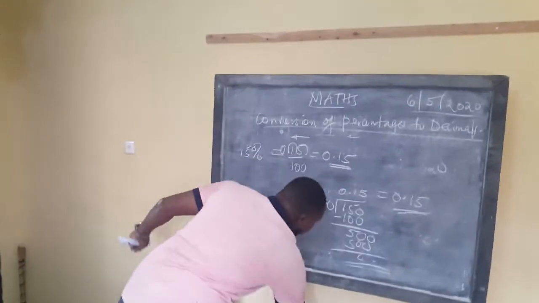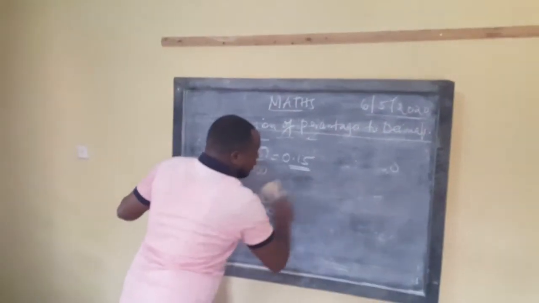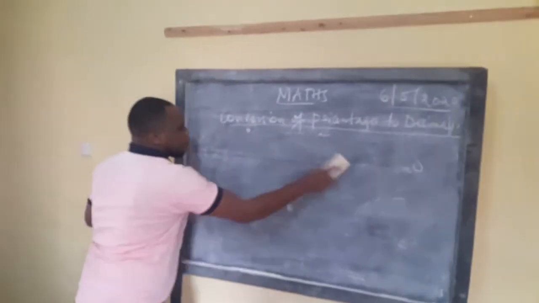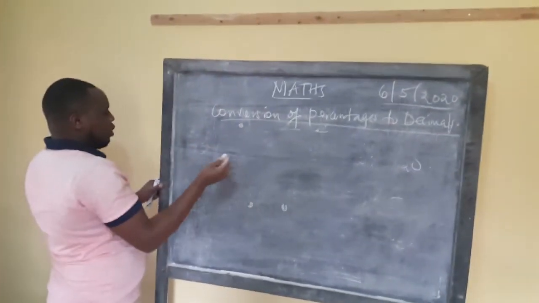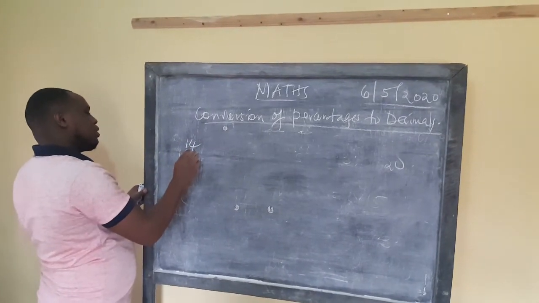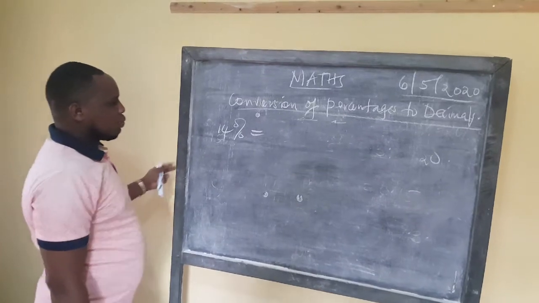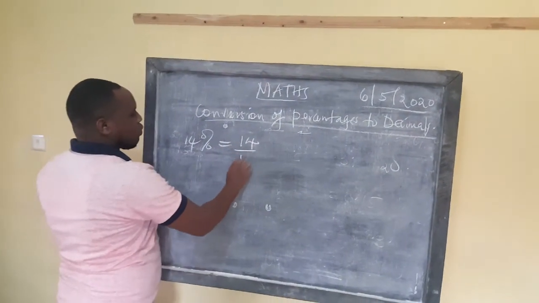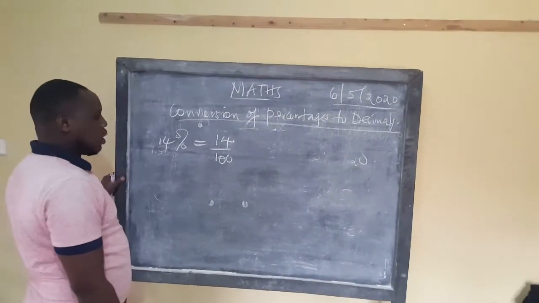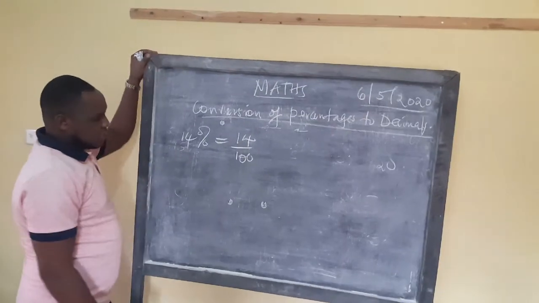Let's pick the last example. For example, if we have 14%, we want to convert this into a decimal. This simply means 14 out of 100. 14 out of 100. What does that mean?